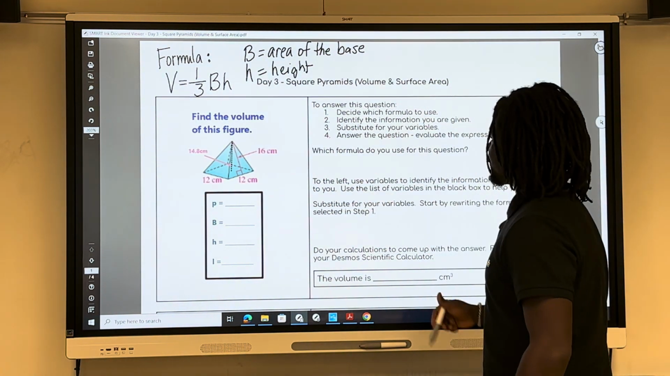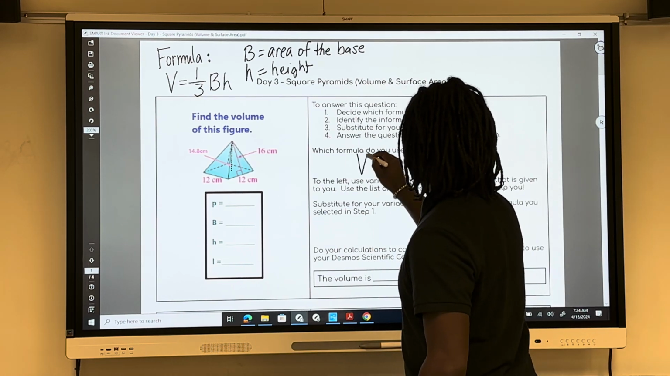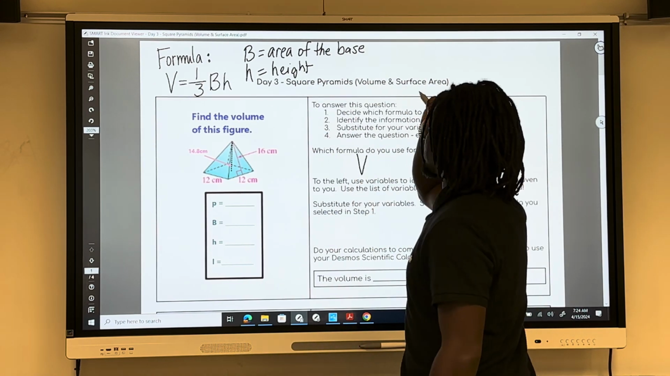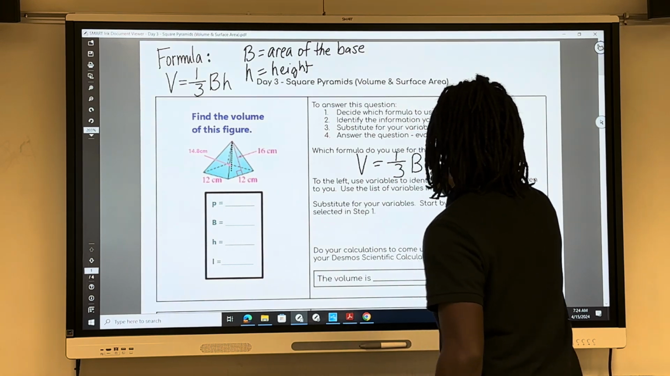All right, so find the volume of this figure. First thing we need to do is write down our formula. Formula for the volume of a square pyramid is 1/3 big B times the height.